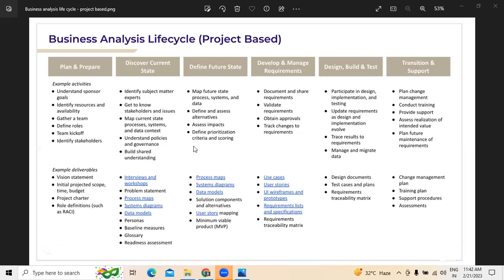Followed by this, there is a training plan to be prepared, because end users have to use this application in a quality manner. So the necessary training and preparing some user manuals are needed. At the same time, support procedures and assessment have to be done accordingly. So this is the complete life cycle of business analysis, in reference to the project itself.